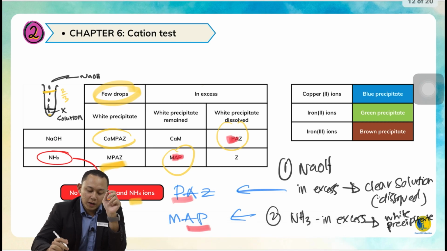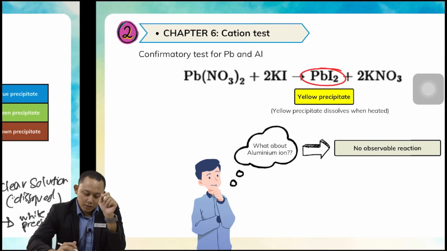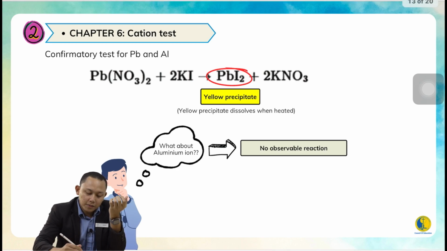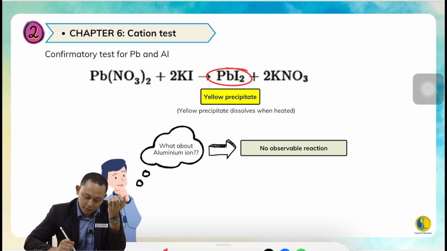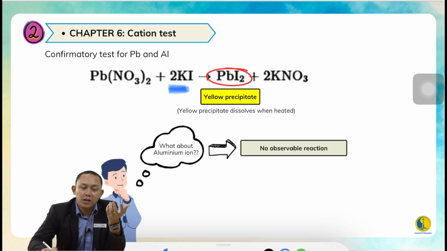So this is when you need to do a confirmatory test. Okay, confirmatory test, because we want to confirm whether in that salt contain lead or aluminium. So this confirmatory test, basically you react the solution with potassium iodide. You are reacting the unknown solution with the potassium iodide.